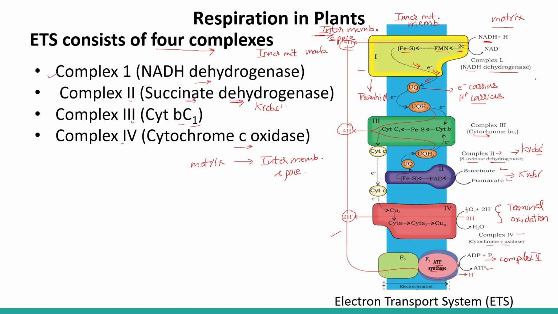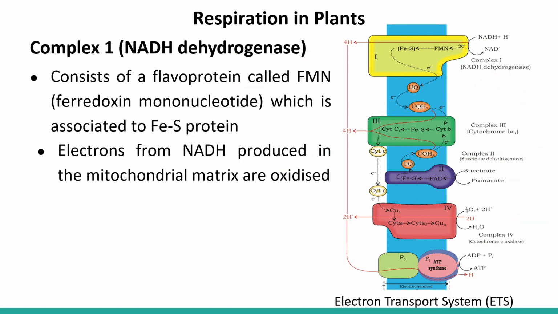Initially, hydrogen ion concentration was very high in the matrix. So hydrogen ions were present here in the matrix. These hydrogen ions are transported to the intermembrane space as the electrons flow downhill in the electron transport chain, and a proton gradient is created across the inner membrane. Now let's study each complex of the ETC, electron transport chain, in detail.